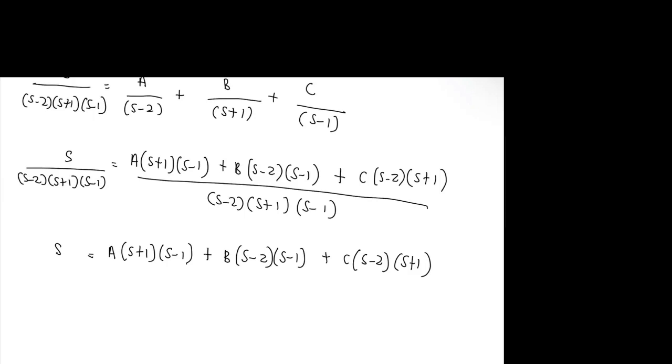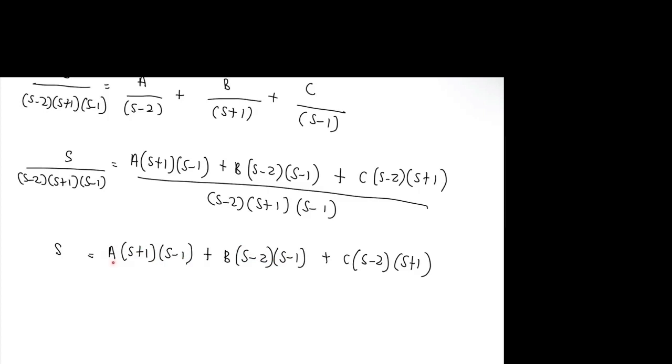Okay, it looks like you have a lot of s to deal with, but don't worry, because you only have to find 3 constants. In order to find A, B, or C, you must make sure at least one of the other terms goes to 0.